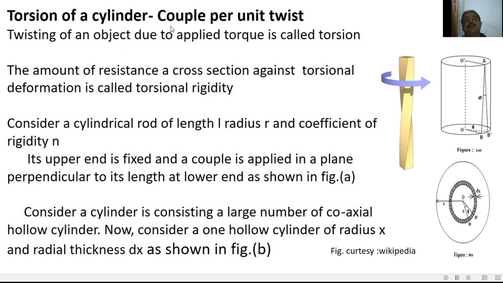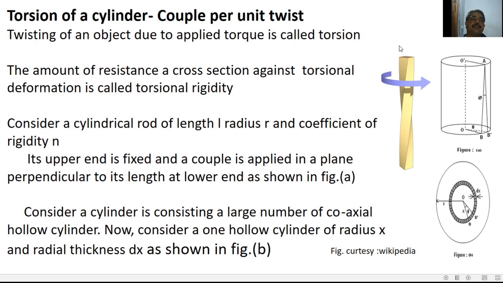Before going to the study of couple per unit twist, first we have to know what is couple, what is torsion, and torsional rigidity. You have learnt in your earlier classes that a couple is nothing but two equal and opposite forces, and it produces a rotational effect.